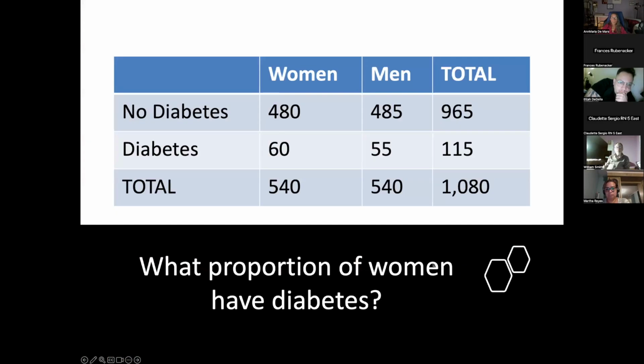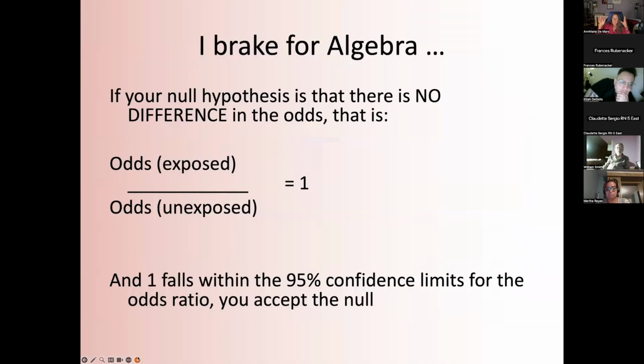These are the kind of questions that we're not going to be asking you anymore, like what proportion of women have diabetes, because you could just copy and paste that into something like ChatGPT and get the answer. But this kind of thing requires you to understand what's going on in statistics. If your null hypothesis is there's no difference in the odds, then the odds ratio equals 1. And if 1 falls within the 95% confidence limits for the odds ratio, you accept the null hypothesis.